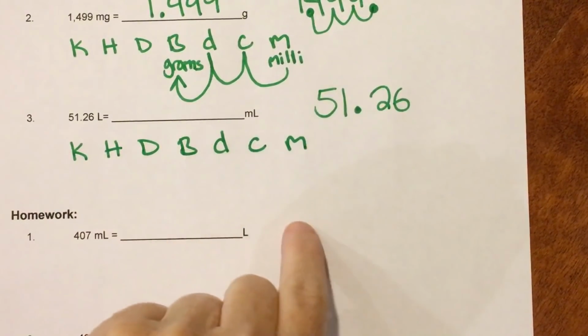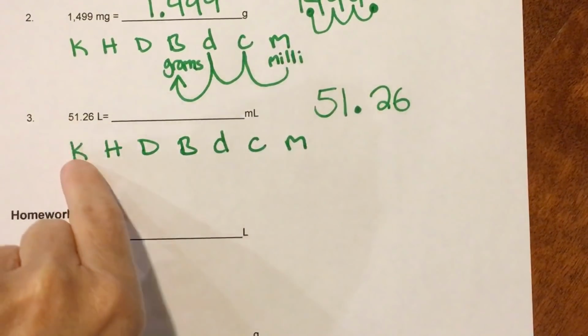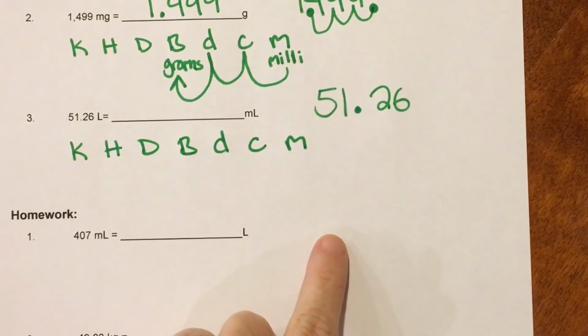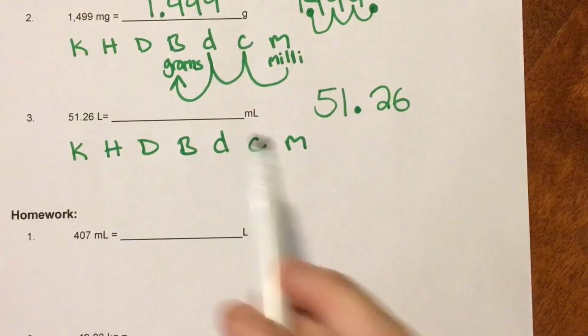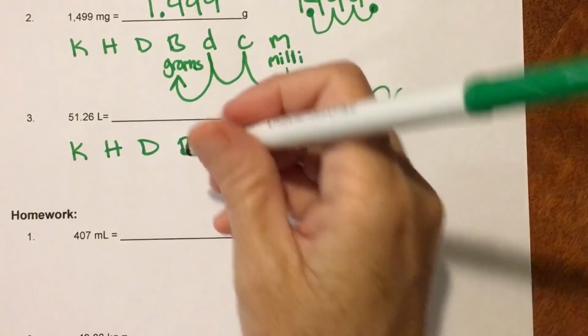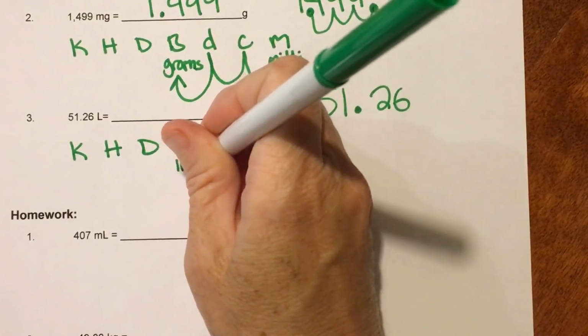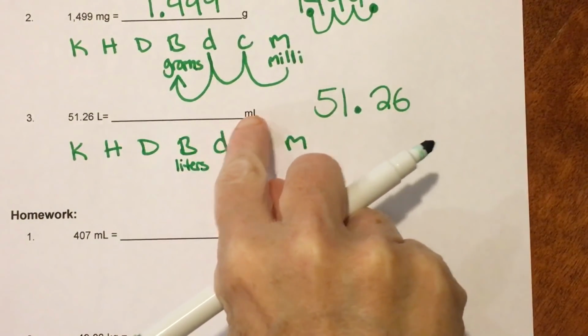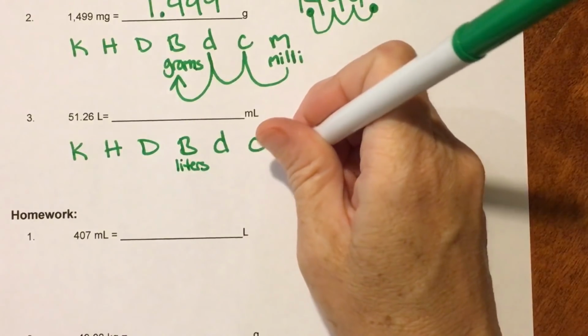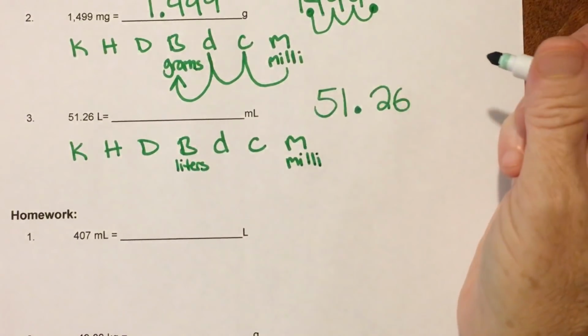Notice how I keep saying it. I know it sounds silly, but if you say it, especially say it out loud every time you write it, you will have this down in a few days. If you don't say the sentence every time, I guarantee you will struggle. Okay, ready? So we're dealing with liters. Liters is a base measurement, again for volume. And we're dealing with milliliters. So milliliters goes over here.